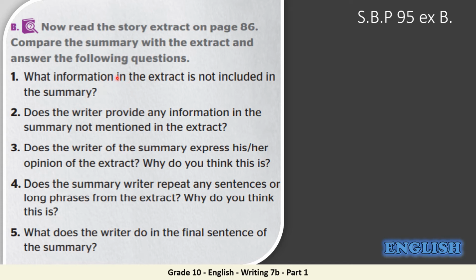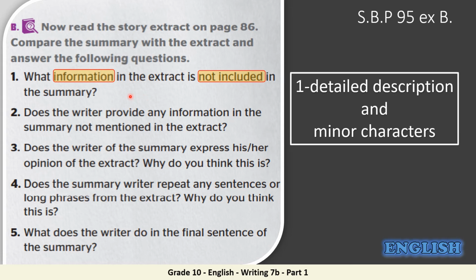So can you tell me what the keywords are here in this question? That's right. It's information that is not included in the summary. And here let me ask you a question. Does the writer of the summary mention all the characters of the story? And does he give us more details about the events? That's correct. The answer is no. So, the information that is not included in the summary is the detailed description and the minor characters. We only focus on the major characters of the story.